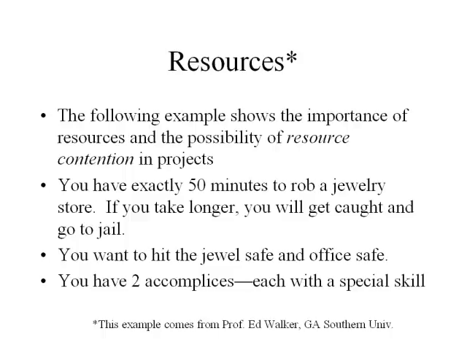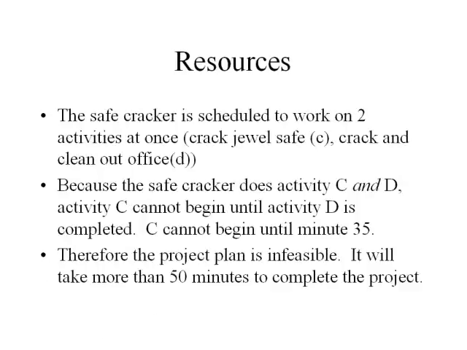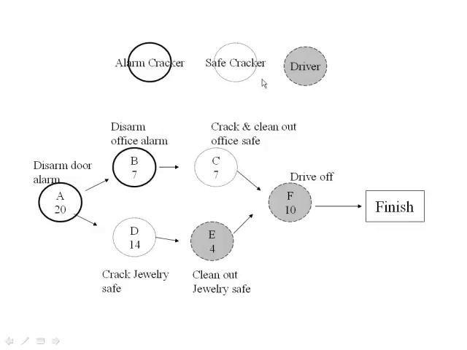You want to rob a jewelry store, you want to hit the jewel safe and the office safe, and you've got two accomplices, and each one of these accomplices has a special skill, and so do you. There's a safe cracker, and there's an alarm cracker, and there's a driver. And here's the project. You've had this class, you did pretty well, and you decided to treat this jewelry store heist like a project. So you can see the different activities that have to be done in the project, and you can also see, based on the color coding, who's responsible for the different activities.